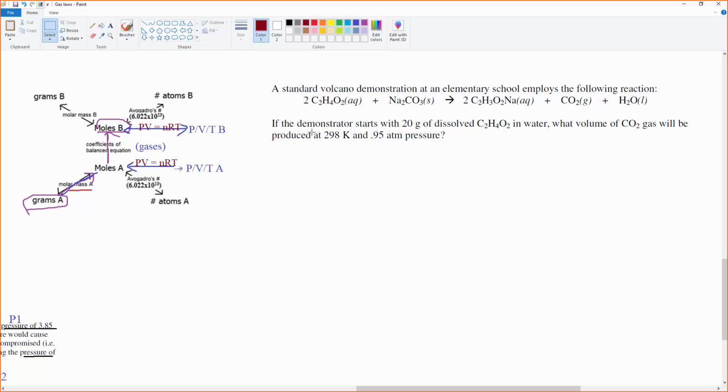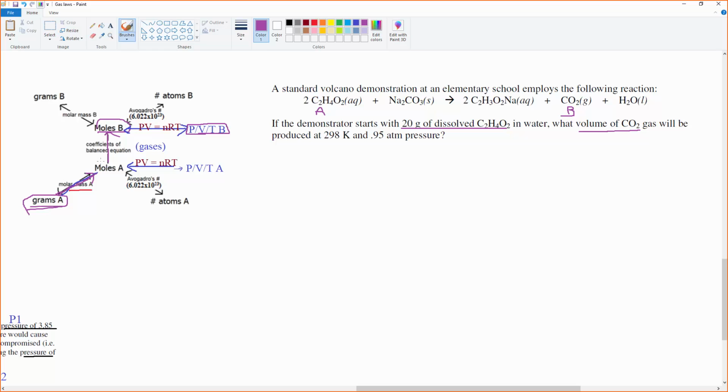Okay, so if the demonstrator starts with 20 grams of dissolved acetic acid in water, what volume of CO2 gas will be produced at 298 K and 0.95 atmospheres of pressure? Okay, so in this case, if I'm using my roadmap, it's actually looking the same, right? We're starting with 20 grams, so we're talking about mass of, we'll call this A, and they want the volume of CO2, we'll call this B. So we're gonna go from grams of A all the way to volume of B.